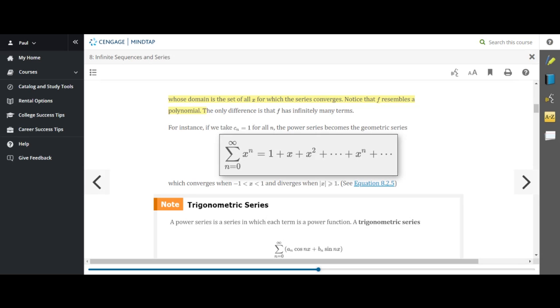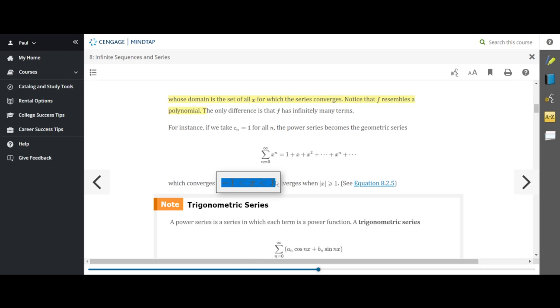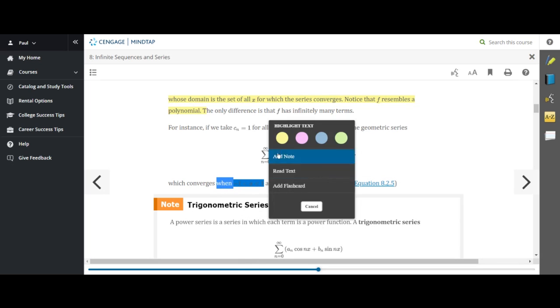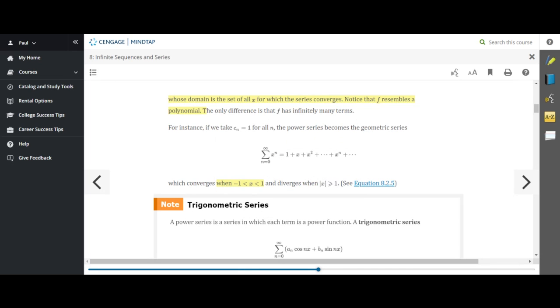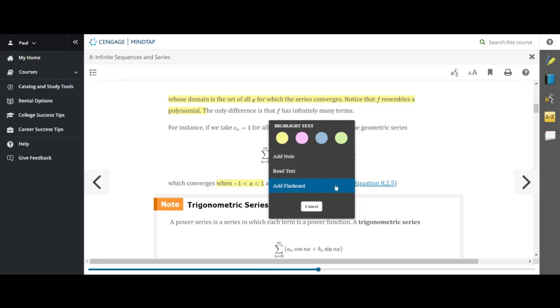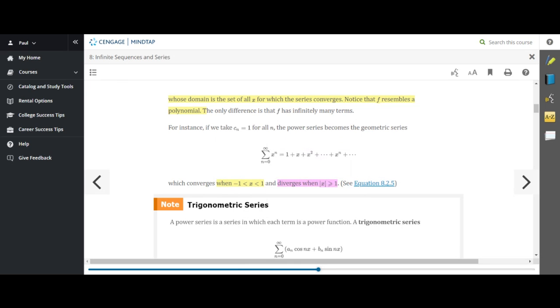And therefore, this particular power series will converge when x is between -1 and 1, and diverge when the absolute value of x is greater than or equal to 1.